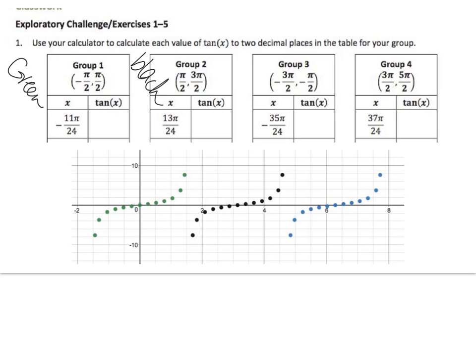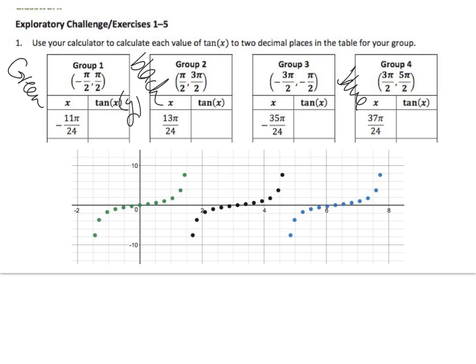We went from pi over 2 to 3 pi over 2. And then what did I do next? I think I did group 4, which is in blue. Now I did these all in Desmos. I set up a table, and I can show you how to do that if you don't remember. But I just set up a table and I plugged in all of the x values and all the tan x values, which I put in for y, and graphed them.